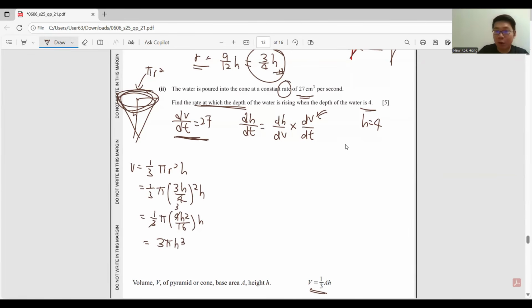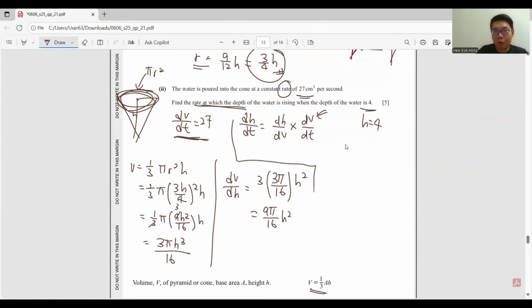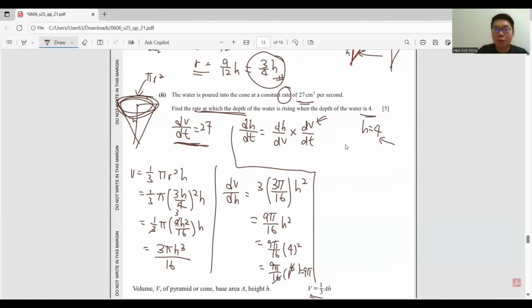h power 2 times h power 1 will become h power 3 over 16. After we know the relationship between V and h, then we can find dV/dh. Power comes to the front, 3π and 16 is the number in front, we copy. h power 3 will become h power 2. Every time we deal with an application question, remember, we need to substitute in the value of h. So we can confirm dV/dh is 9π.